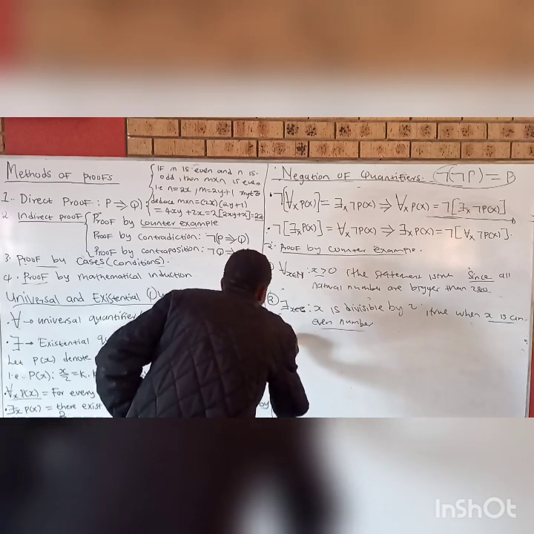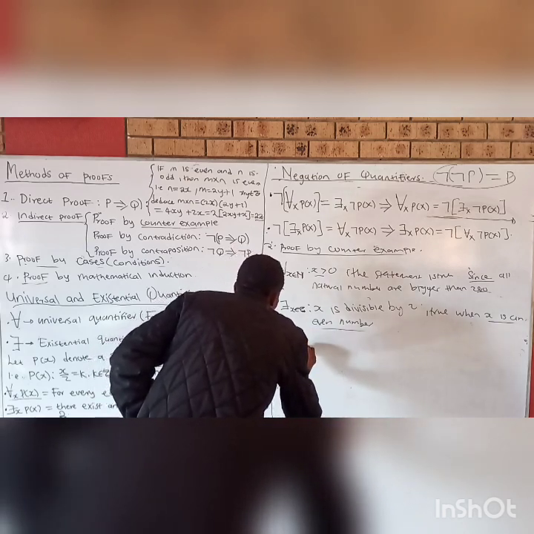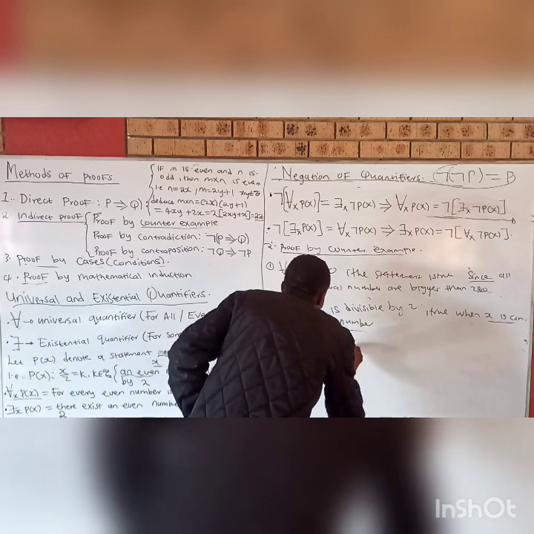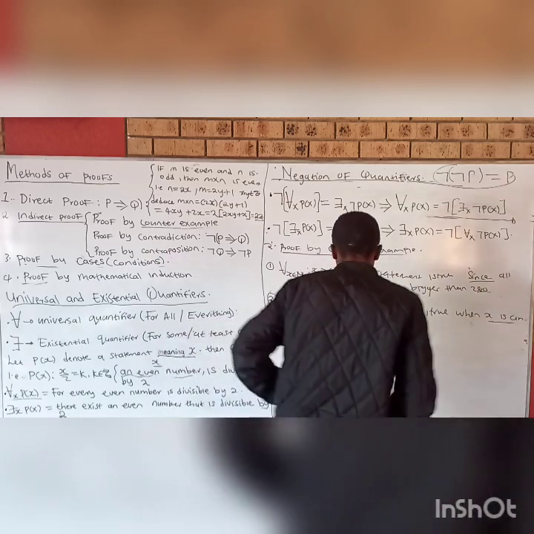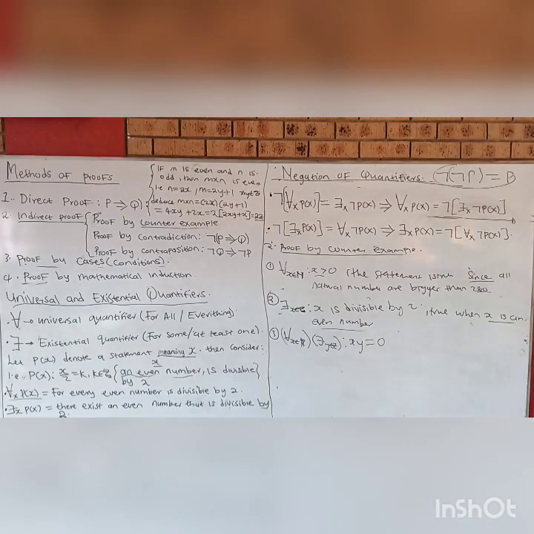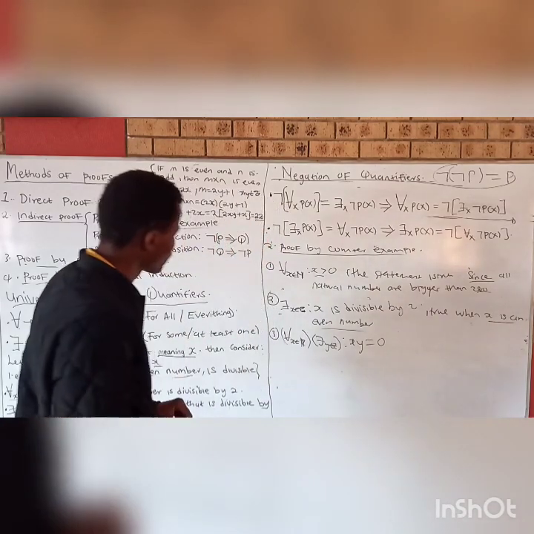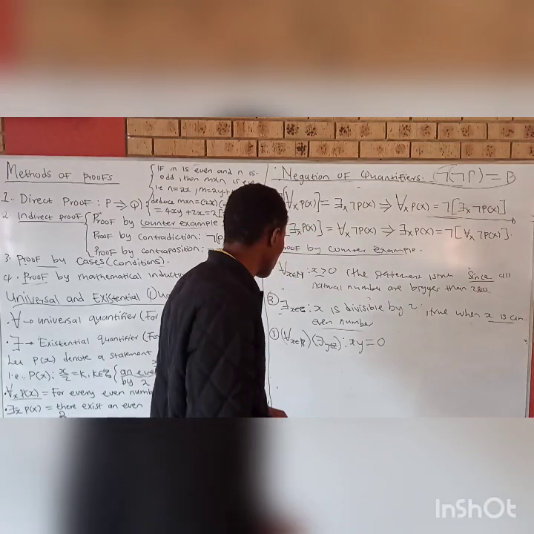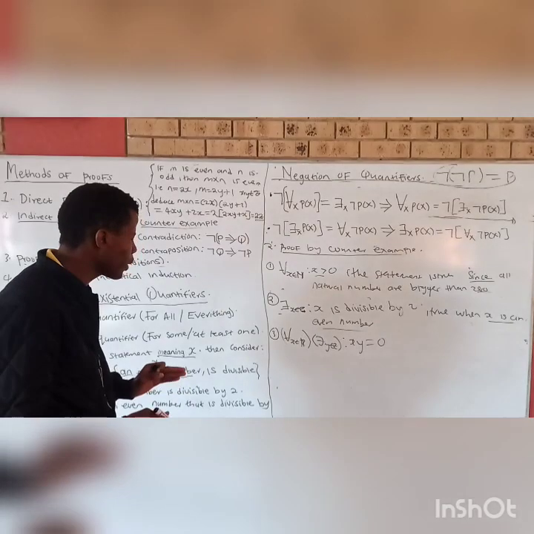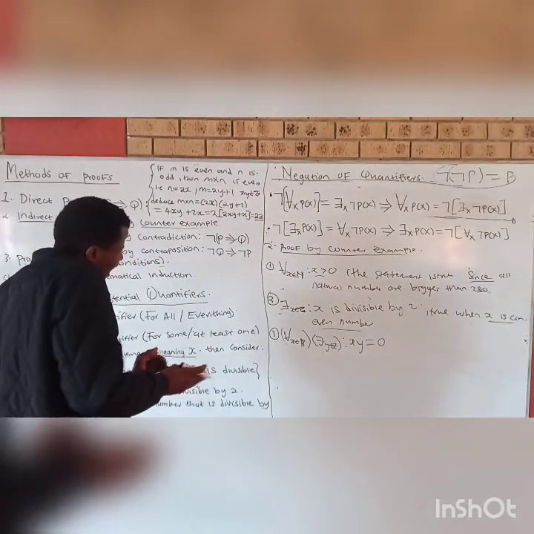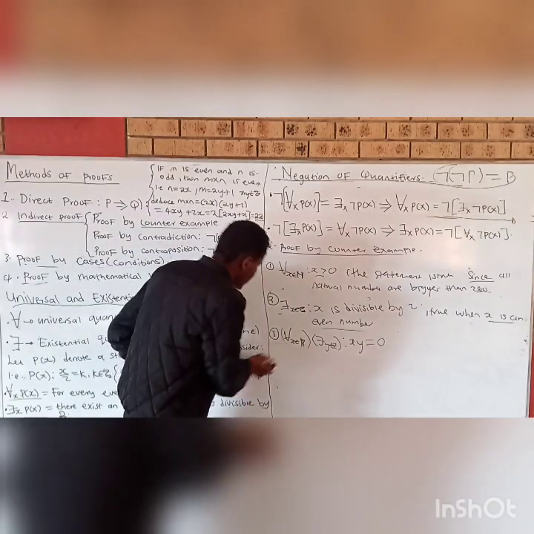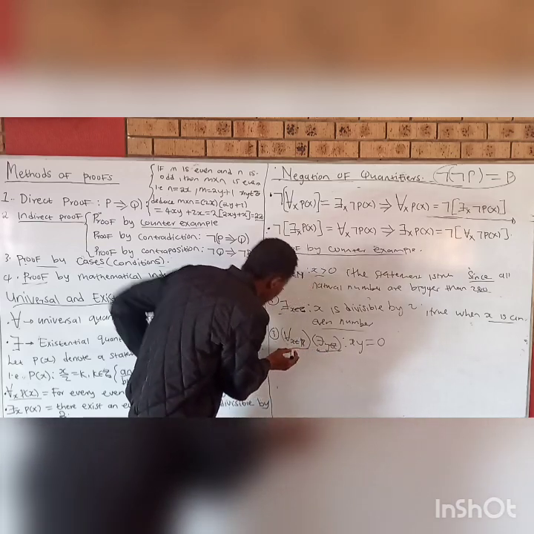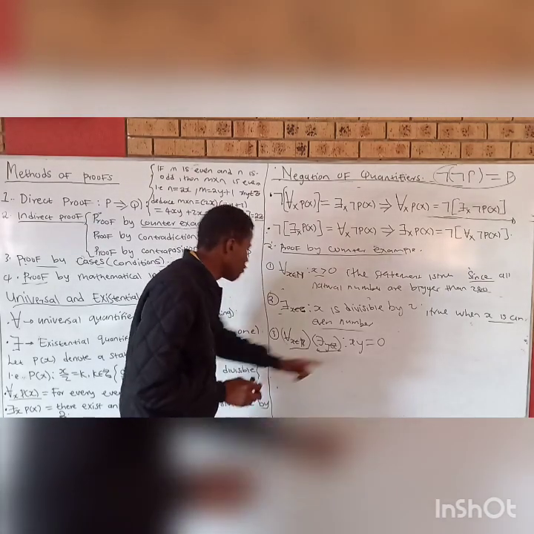Number 3. For every x, an element of real numbers, there exists y, an element of integer, such that x times y equals 0. Look at this. So in a question like this, you have to look at whether they are supporting each other. It must apply for every x. So we are concerned if the existential qualifier goes together with the universal for this particular statement.